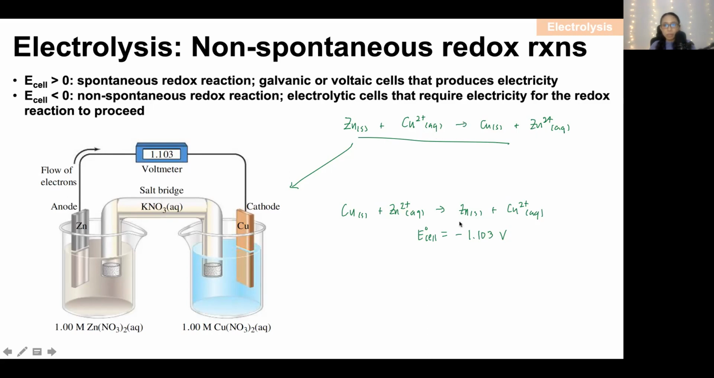The reverse is non-spontaneous. So again, if you have a cell potential that is positive, the redox reaction is spontaneous. What you have is a galvanic or voltaic cell. It produces electricity. But if your cell potential is negative, the redox reaction is non-spontaneous. Your electrochemical cell is classified as an electrolytic cell. For this reaction to take place, it needs an external source of energy, typically a battery. And if you connect it to a battery, then this redox reaction will take place.